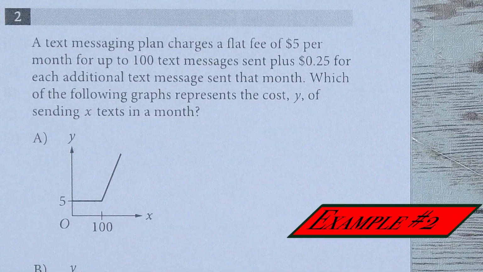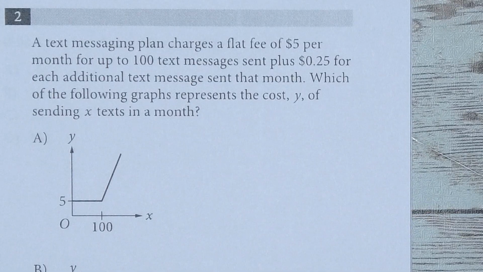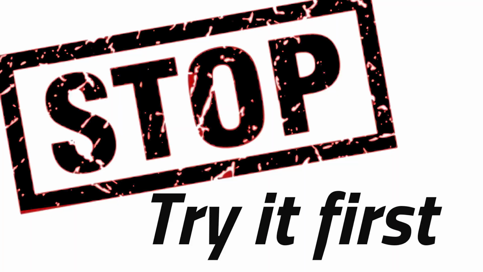A text messaging plan charges a flat fee of $5 per month for up to 100 text messages sent, plus 25 cents for each additional text message sent that month. Which of the following graphs represents the cost Y of sending X text messages a month?